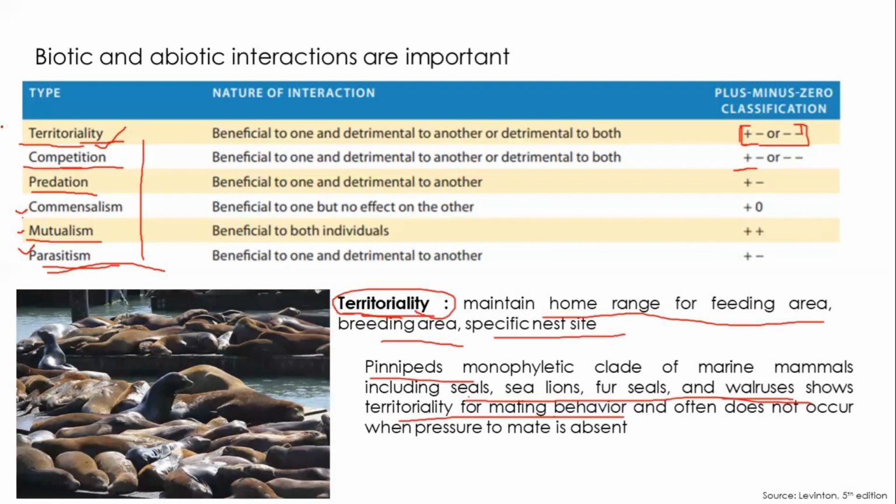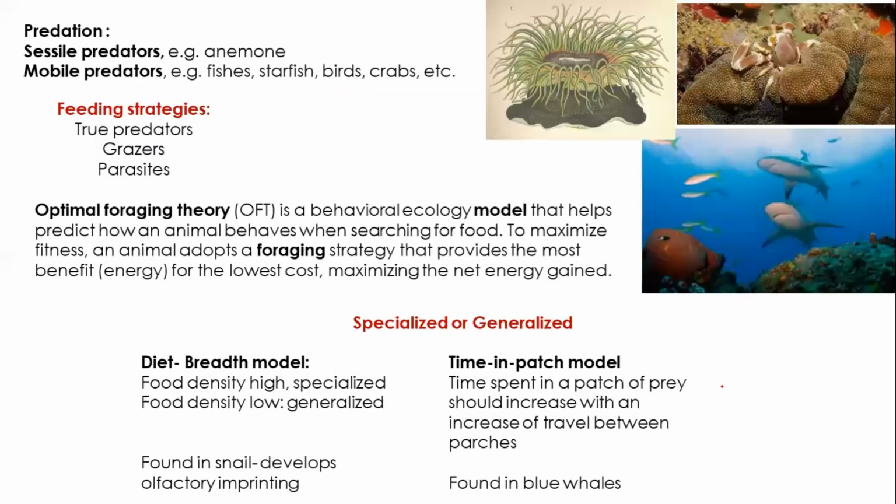In here, I will be focusing more on territoriality, which I already covered by saying that there are not many species showing territoriality. One good example to understand here is sea lions, fur seals, and walruses, and that is in order to mate, so for the mating behavior. Now we will go into a little more detail on the prey-predator relations.